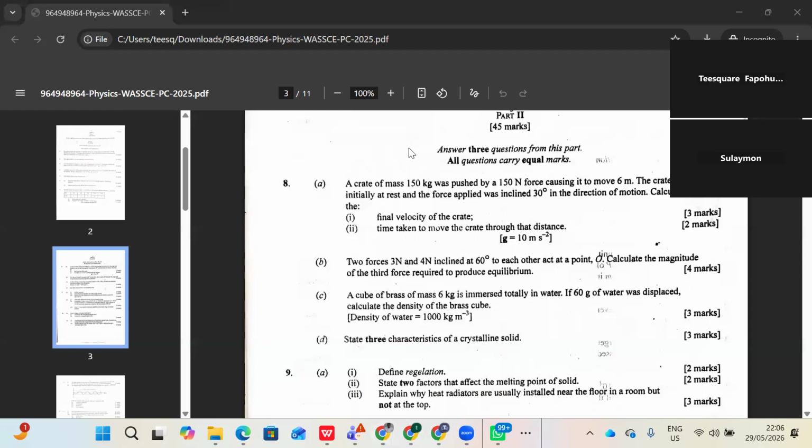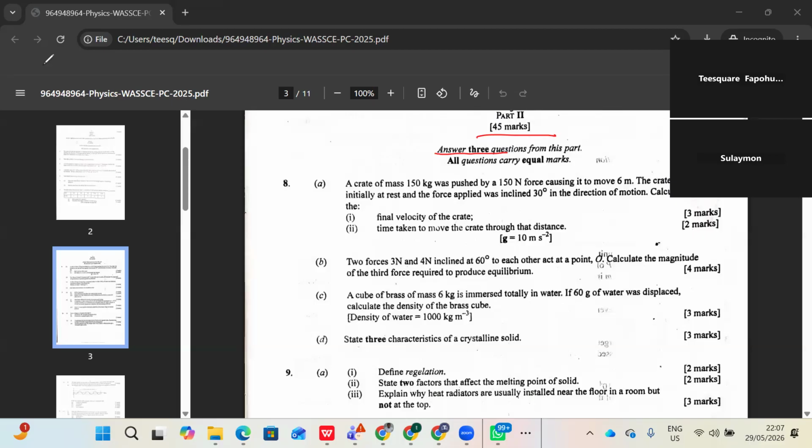Some people waste a lot of time on part one. So if you answer part two, what is the benefit? It's 45 marks, while part one is just 15 marks. But that 15 marks can make a difference. It's always good for you to answer part two questions, because each question is 15 marks, and you are answering just three questions. 15 times 3, that's 45 marks.